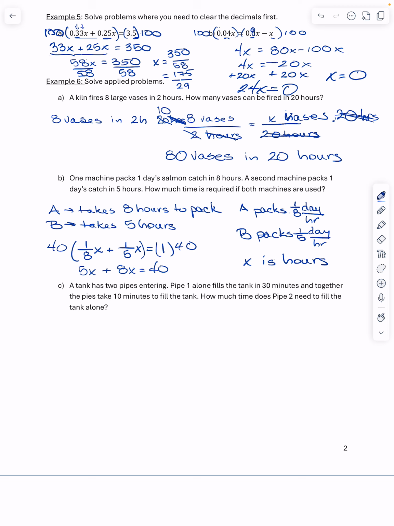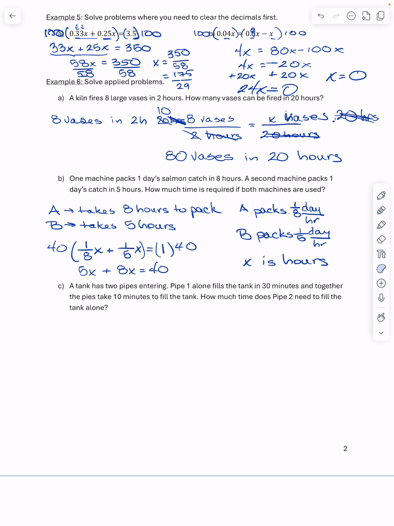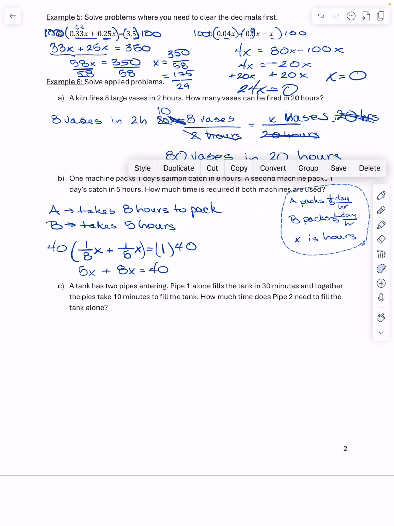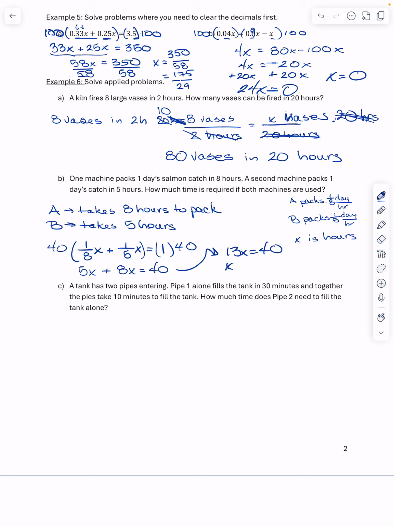I'm not going to talk about organization here. I get 13x equals 40. X equals 40 over 13. And because we want to know specifically how much time it's going to take, we're going to go ahead and divide this. And we get approximately 3.08 hours for both machines working together.